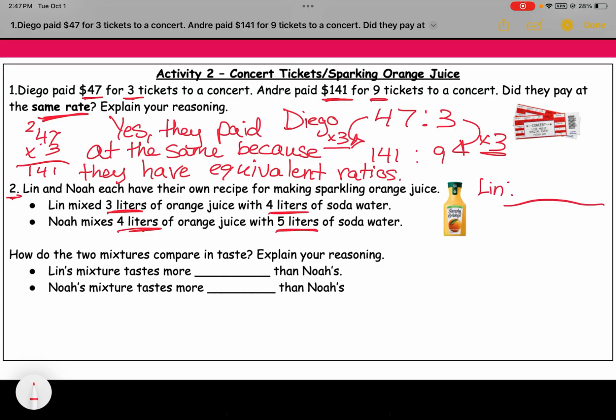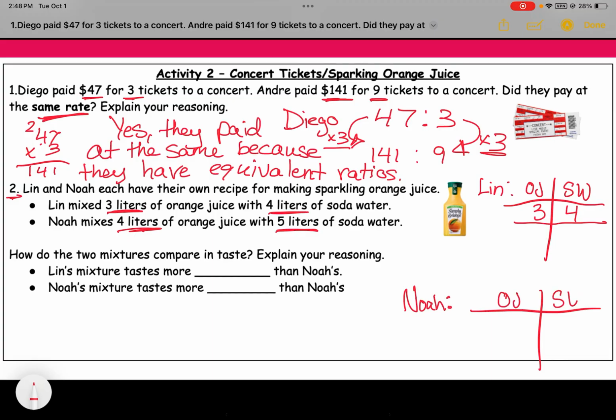So we have Lynn. Let's come up with a ratio. We have orange juice, so I'm going to say OJ, and SW for soda water. So her ratio is 3 to 4. I'm going to come up with a batch where either both of them have the same amount of orange juice or both of them have the same amount of soda water. So I'm going to draw another one for Noah. And again, there's a lot of ways to do this. So if you did it a different way, great, as long as you can prove the same thing. So Noah's ratio is 4 orange juice to 5 soda water.